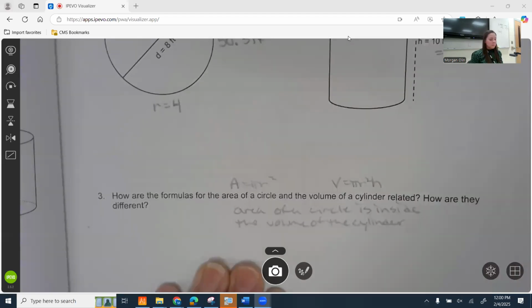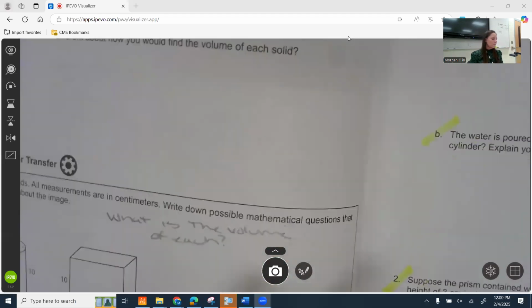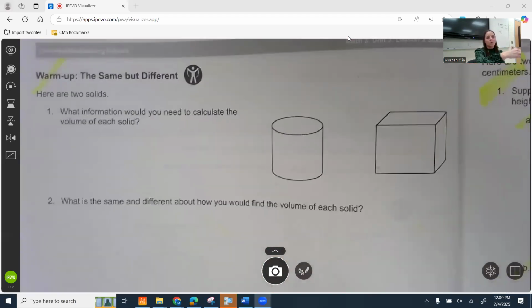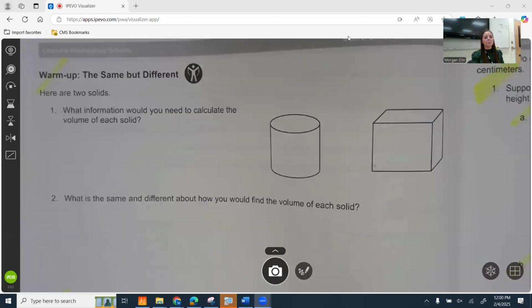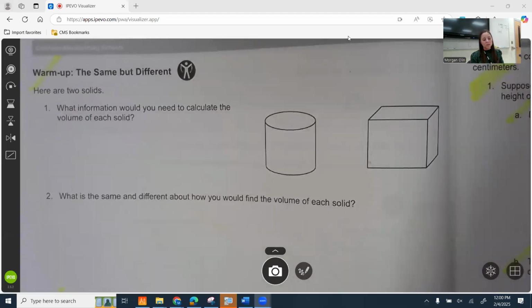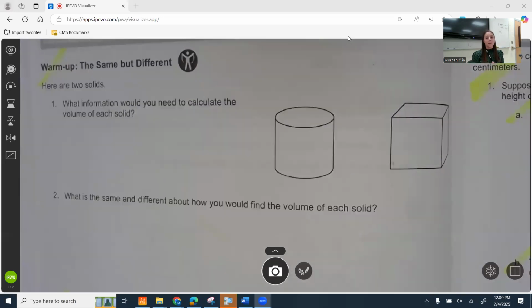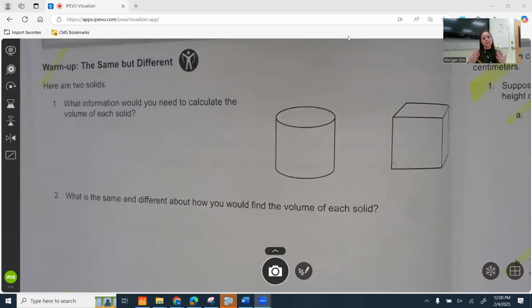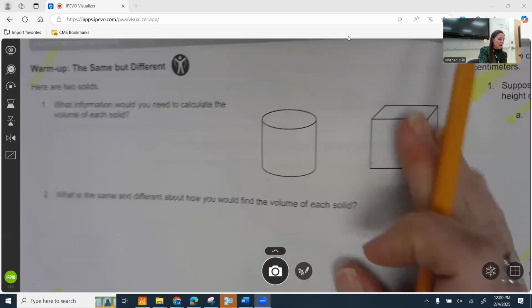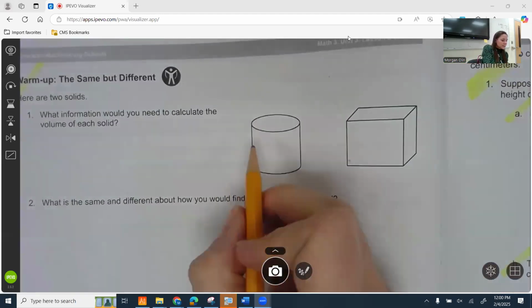Flip over to page 24 and let's look at the warm-up on this page. All right, we've got two solids here. What information would you need to calculate the volume of each solid? Now we got to go back in our memory bank. You may have to Google something, but as you start learning these things, make sure you start putting them up here and memorizing it. So here, this is a cylinder.